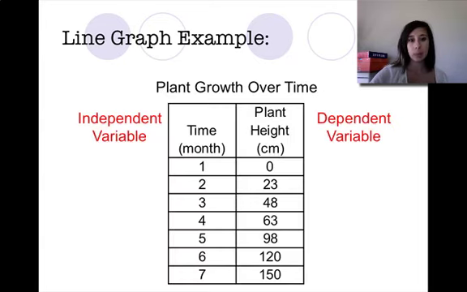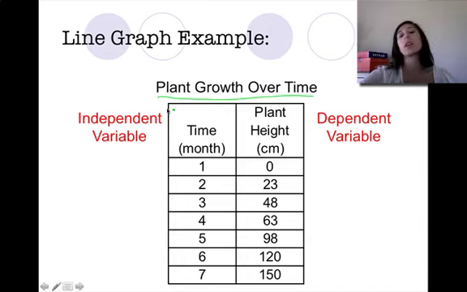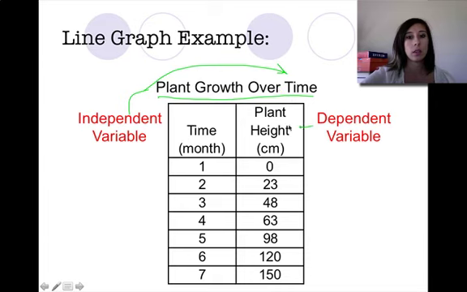So here would be a table. Again, it has a good proper title, right? Plant growth over time. Independent variables over here, dependent variables over there, and it's graphed. We do have units. That's very important. Those should be included in your tables and your graphs.